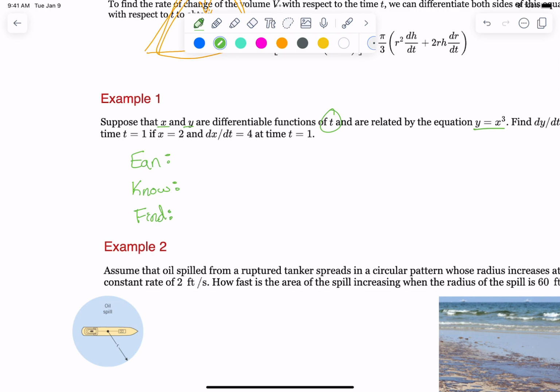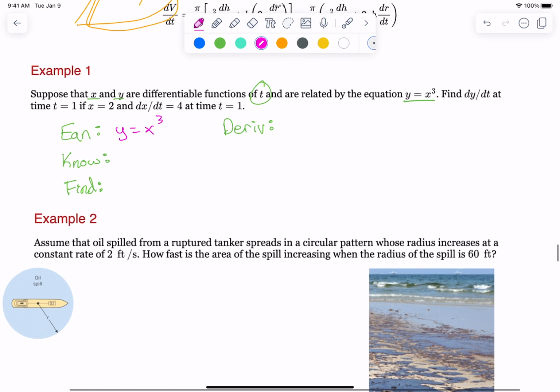And maybe right next to the equation you could put the derivative, because I know at some point I'm going to have to take the derivative, okay? So, the equation that we have is y equals x to the 3rd power, okay? I am trying to find dy dt.